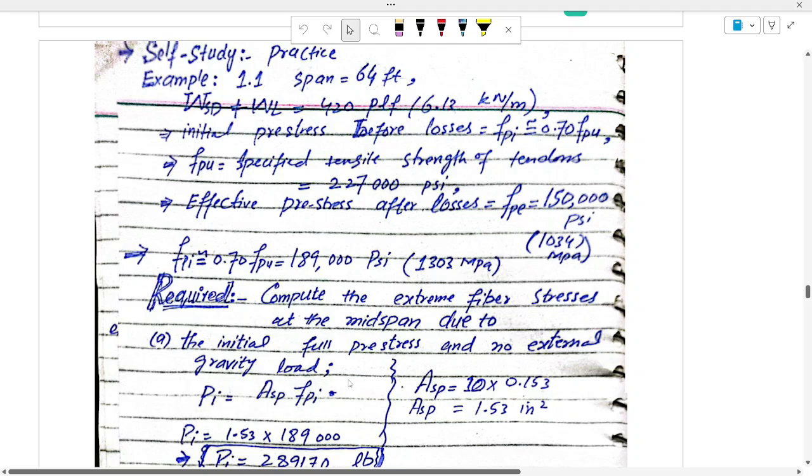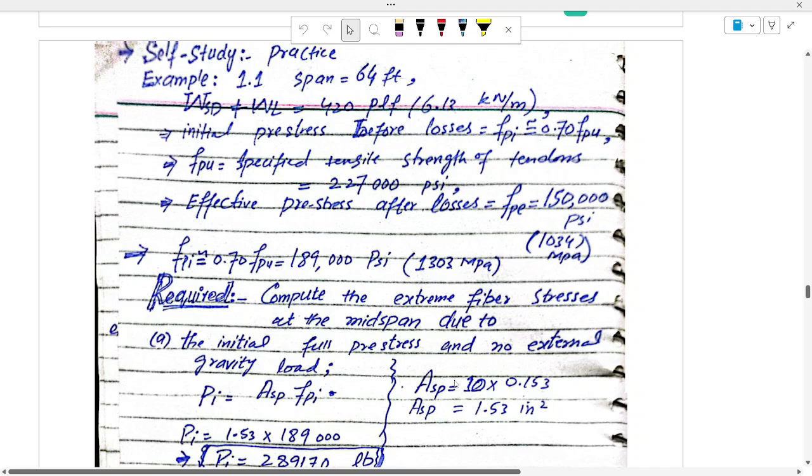As you know, we are in the initial full pre-stress, so the load will be the initial load PI. PI is equal to ASP times FPI. So here we calculated the initial pre-stress load. How do we calculate ASP?